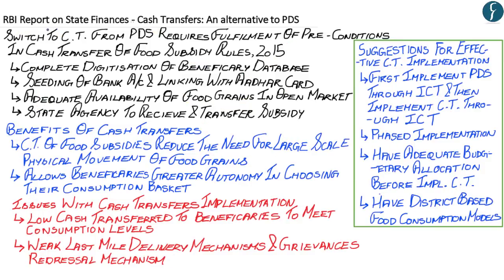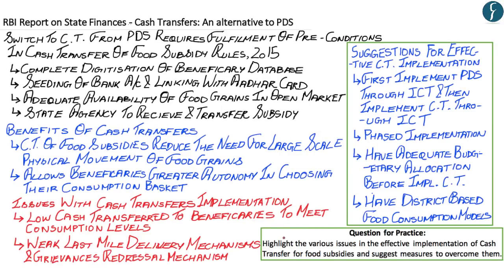So now hopefully you've understood the various aspects of the RBI report on state finances, in particular on how cash transfers can be an alternative to the public distribution system. Now a question for your practice is: highlight the various issues in the effective implementation of cash transfer for food subsidies and suggest measures to overcome them, wherein you can use the information given in the article and in the explanation in this section to answer this question. And so now with this, let us move on to the next article.